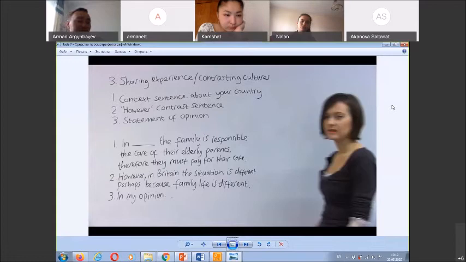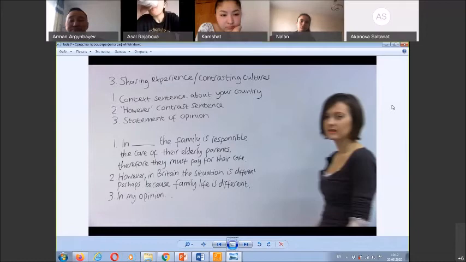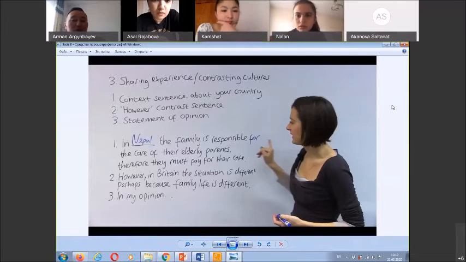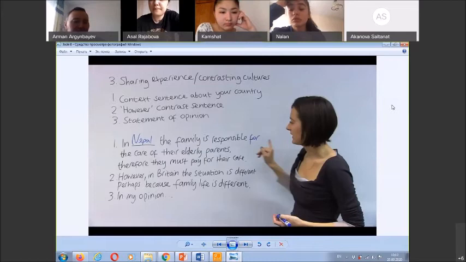And the third example that Jade actually suggests is sharing experience, contrasting cultures. Yeah. For example, a context sentence about your country, about Kazakhstan. Then use "however", again, to contrast, and then state your opinion. All right? So here, Jade gives an example with Nepal, where she lived for some time. "So in Nepal, the family is responsible for the care of their elderly parents. Therefore, they must pay for it." Yeah, she used "for their care" again. "However, in Britain, the situation is different. Perhaps because family life is different." Yeah. "In my opinion, blah, blah, blah."